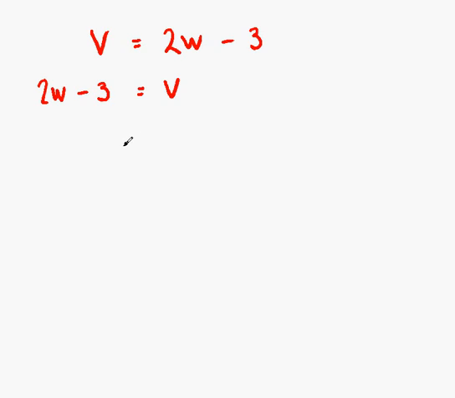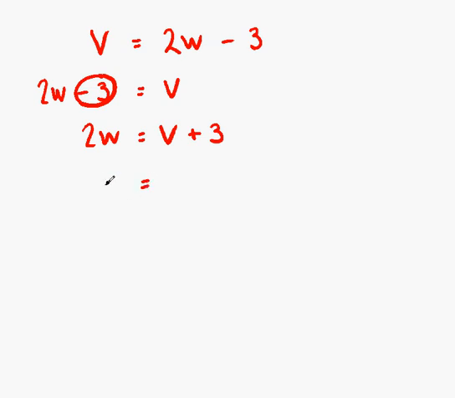We want W as the subject of the formula. The next thing that we should do is move our minus 3. Minus 3, if we change it on to the right hand side, we change side, change sign, so we get 2W equals V minus 3 changes to plus 3. 2W equals V plus 3.